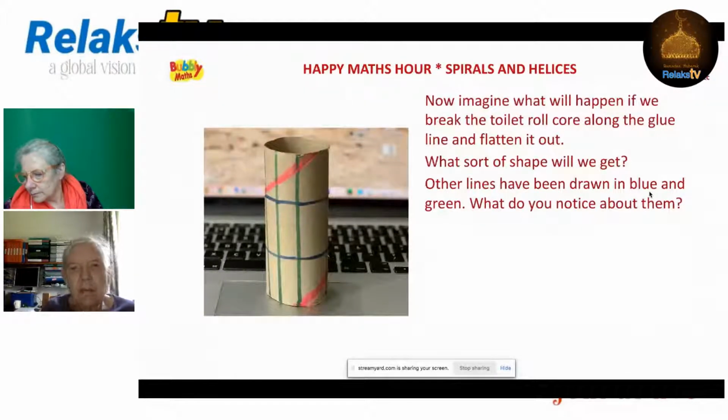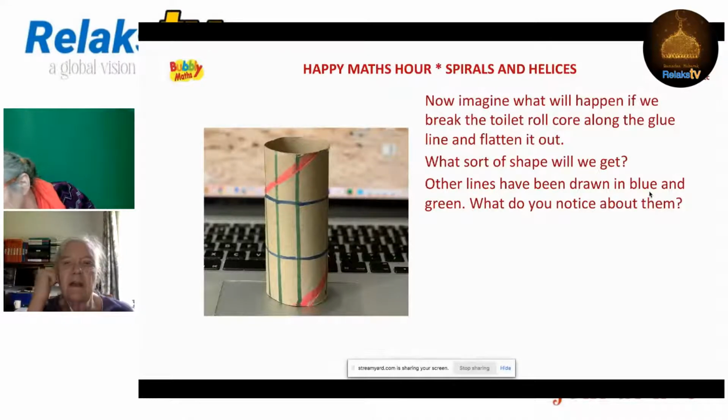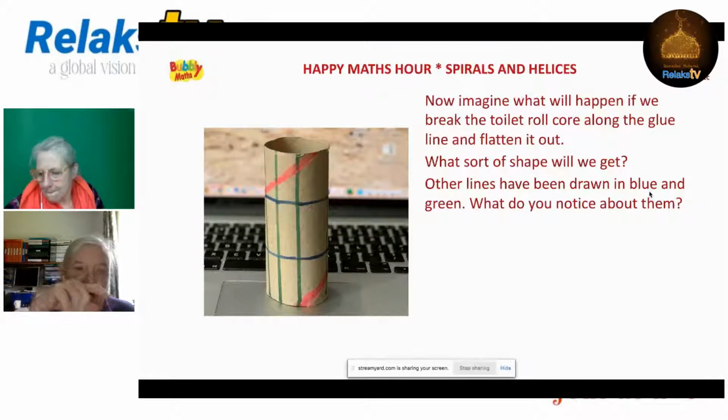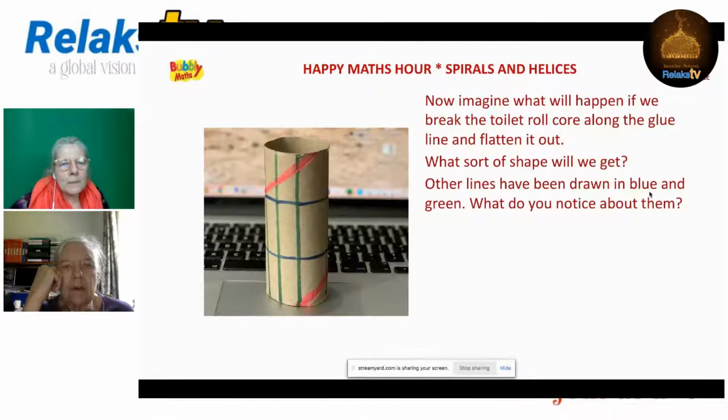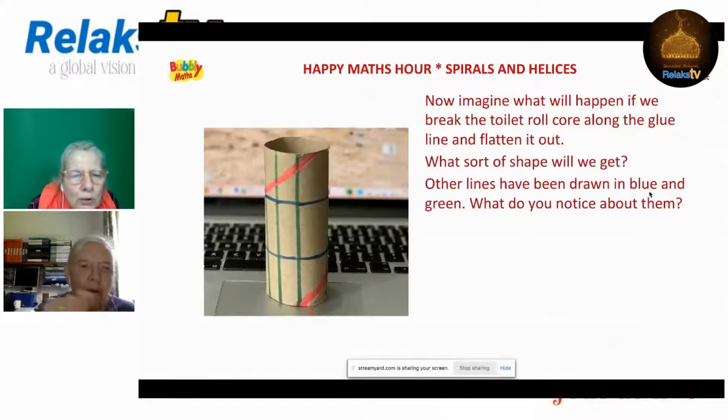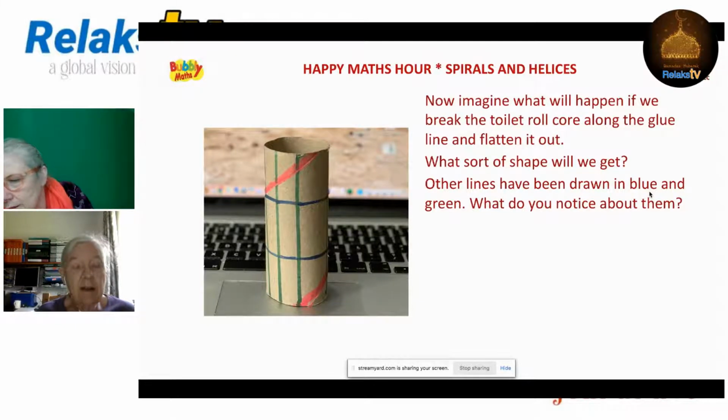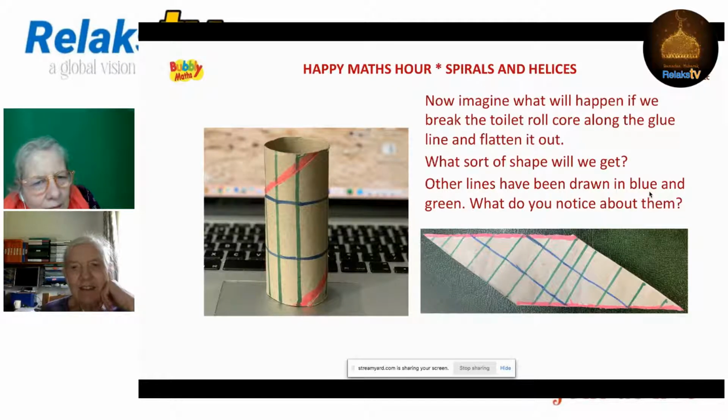So let's imagine now, this is an exercise in visualization. What sort of shape will we get when we undo that toilet roll and flatten it out along the glue line, the helix? Along the pink line. Sorry, Caroline, glue line, not blue line. What sort of shape of piece of cardboard was it made from? Okay, that's what it looked like.